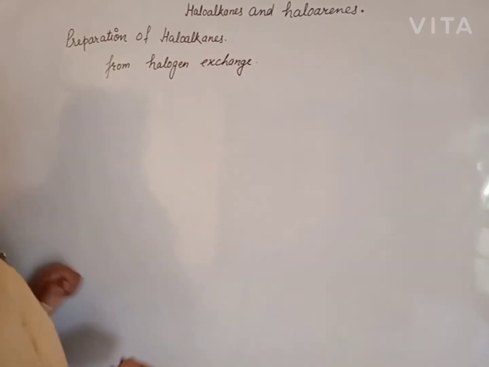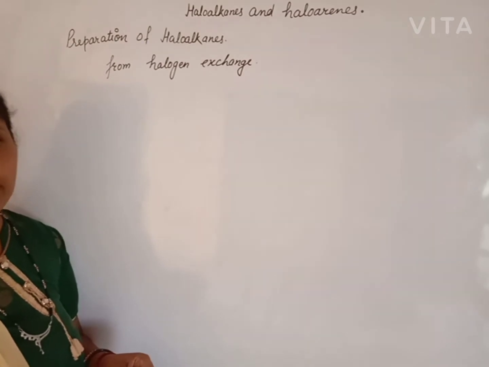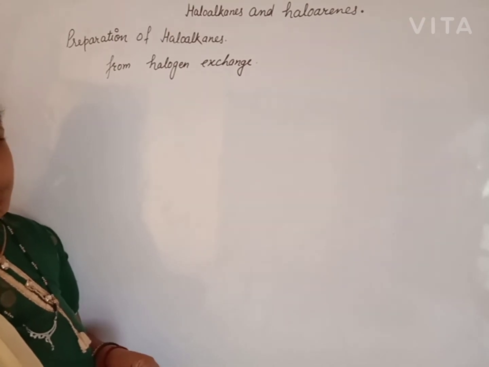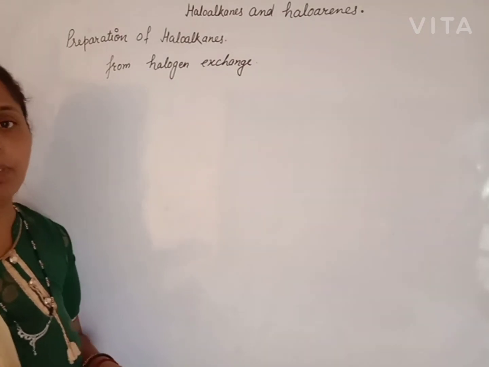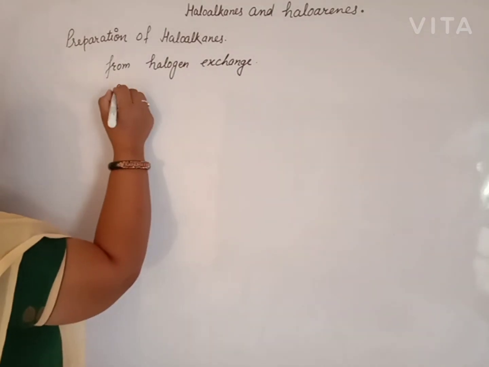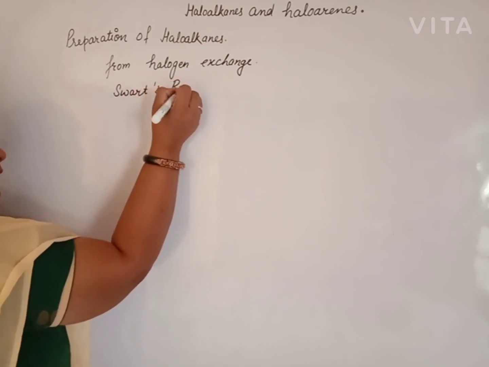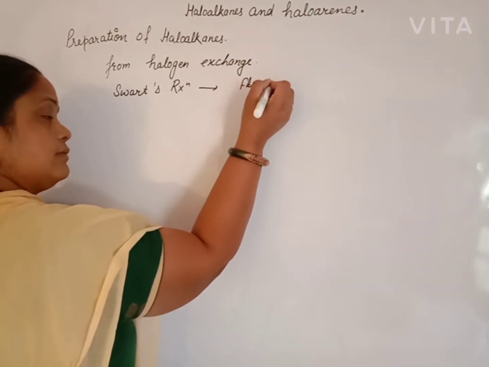Beta, from halogen exchange we will get 2 name reactions, and both are helpful for the preparation of fluoroalkane or iodoalkane, because these 2 alkanes cannot generally be prepared by the usual methods. They will be prepared by some special methods. First one is the Schwarz reaction. This Schwarz reaction is used only for the preparation of fluoroalkane.